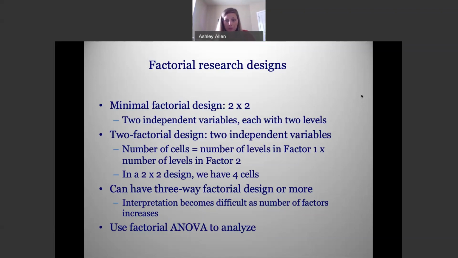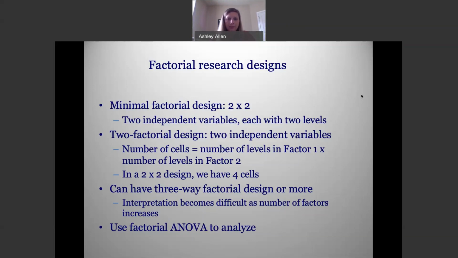So a 2 by 2 is the smallest kind of factorial design that you can have, because you also can't just have one level of an independent variable. Okay. So you couldn't have something like a 2 by 1. That's impossible. That's not a thing. So a 2 by 2 is the smallest type of factorial design you can have.